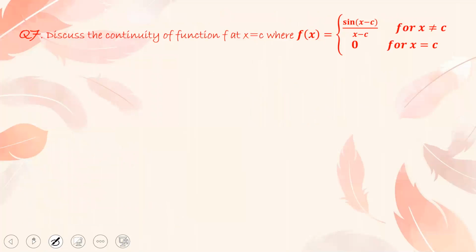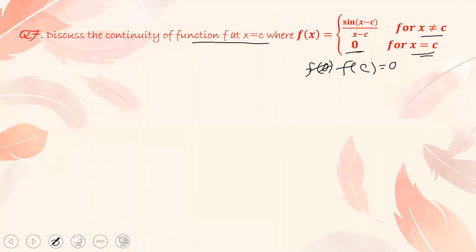Check the next problem. We need to discuss the continuity of the function at x equals to c, where the function is sine of x minus c by x minus c for x not equal to c, and 0 for x equals to c. So for checking the continuity of the function, first the functional value at that point, that is, here we need to check f of c. What is f of c? f of c is 0.